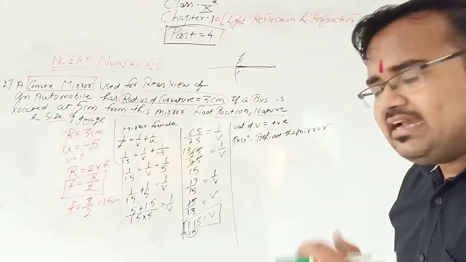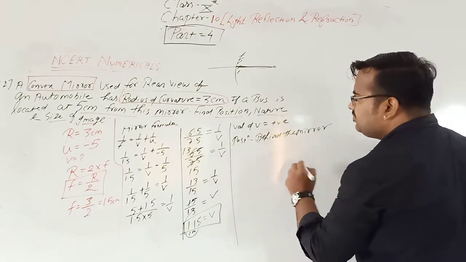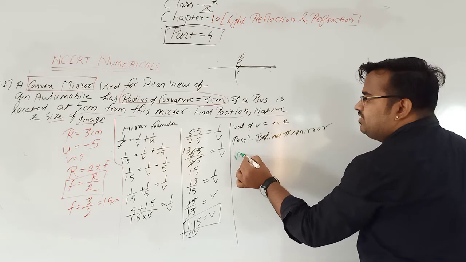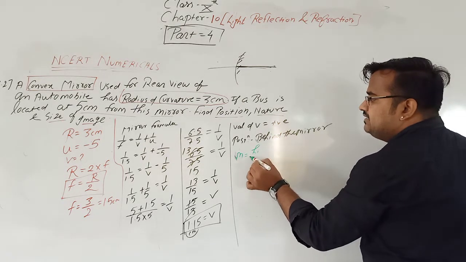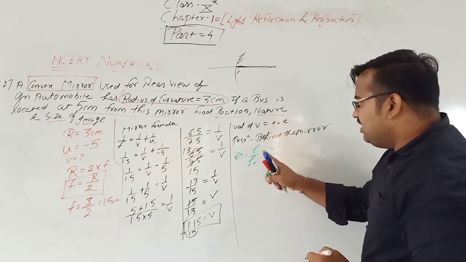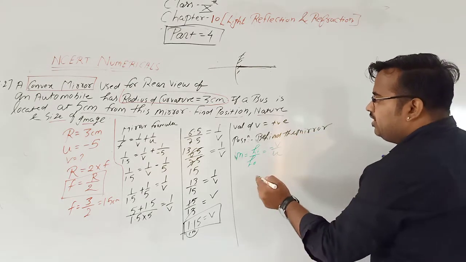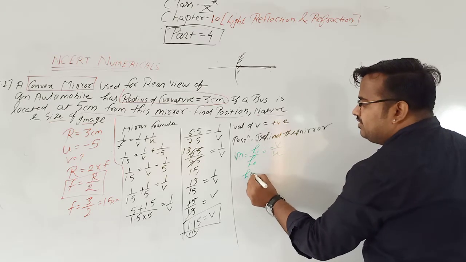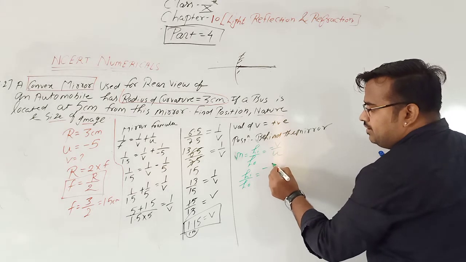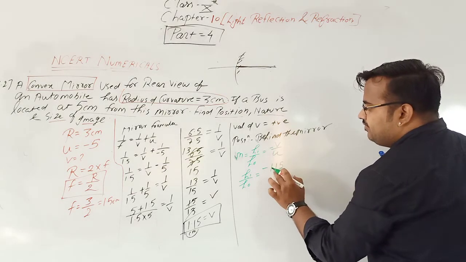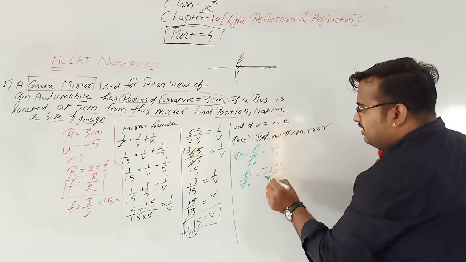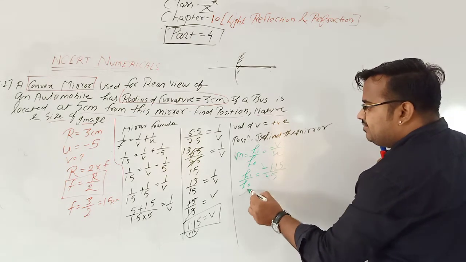We'll find out the nature and size of the image. By nature and size, we will use the magnification formula, that is height of image upon height of object is equal to minus v upon u. Height of image is not given, height of object is not given. Minus, what is the value of v? Minus 1.15. And what is the value of u? The value of u is minus 5. So minus and minus get cancelled.